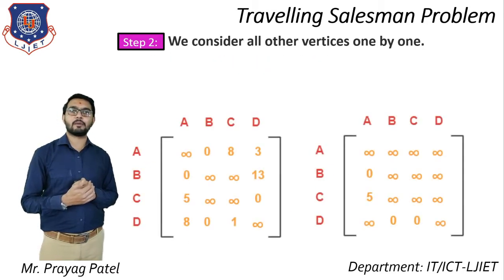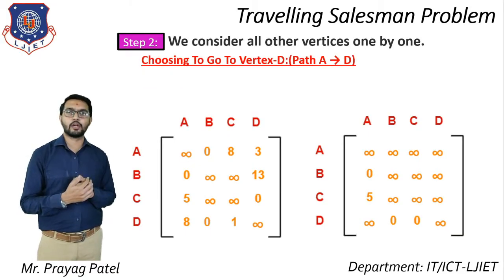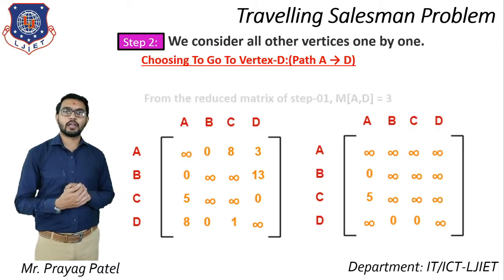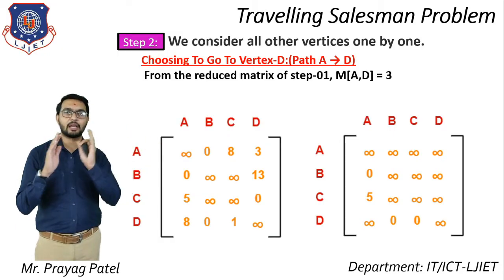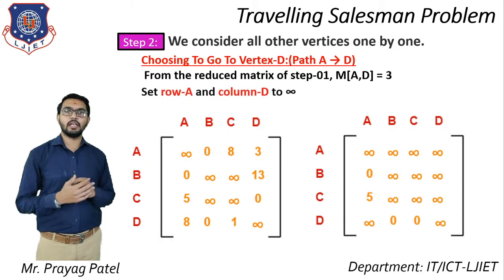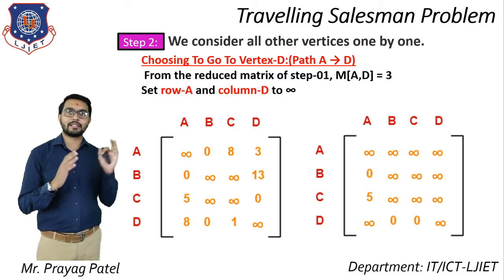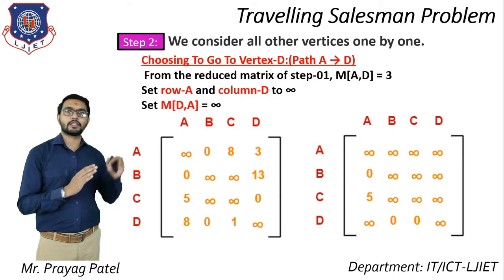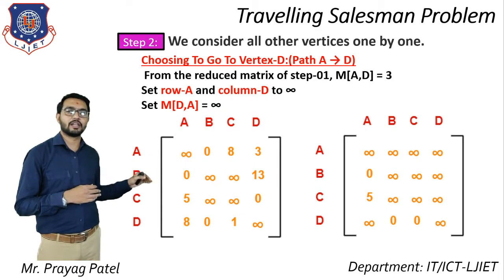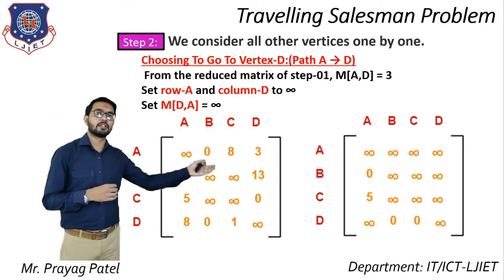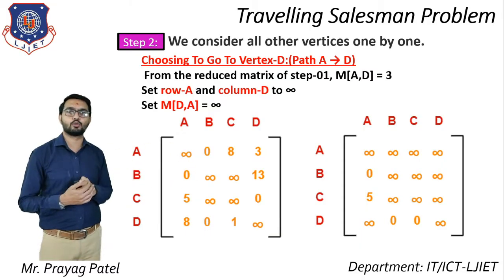Now consider the next step. The next path is path from A to D. So here consider the next node as node D. Consider it step by step. First is the old value of MAD, equal to 3 in step number 1. Now the path is A to D, so consider row A and column D as infinity, and consider the location D to A as infinity. So the first table is considered as the initial table. Then the second table is the reduced table, or the resultant table after performing these two steps.